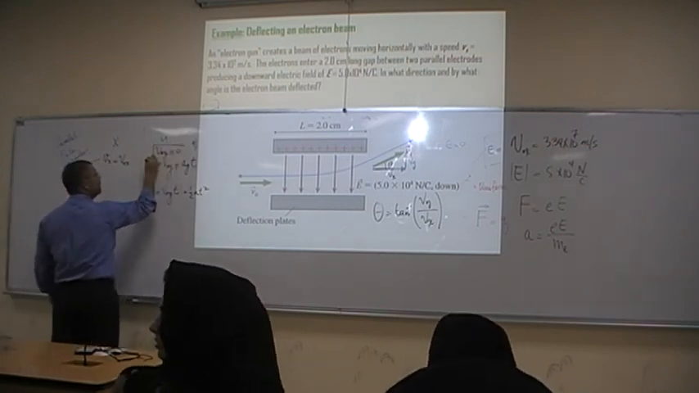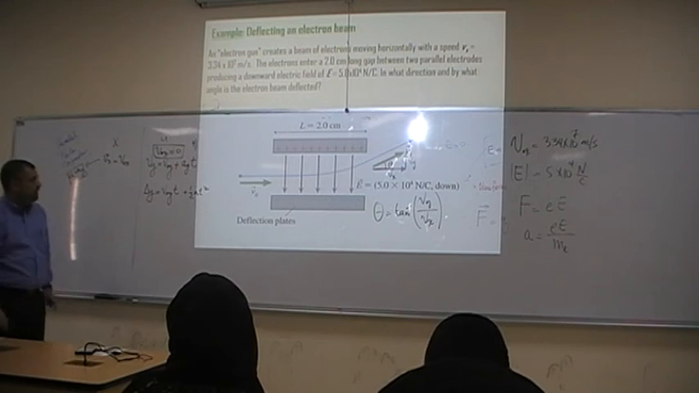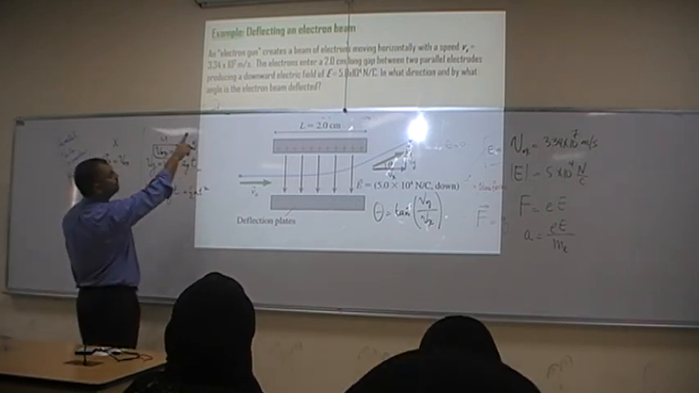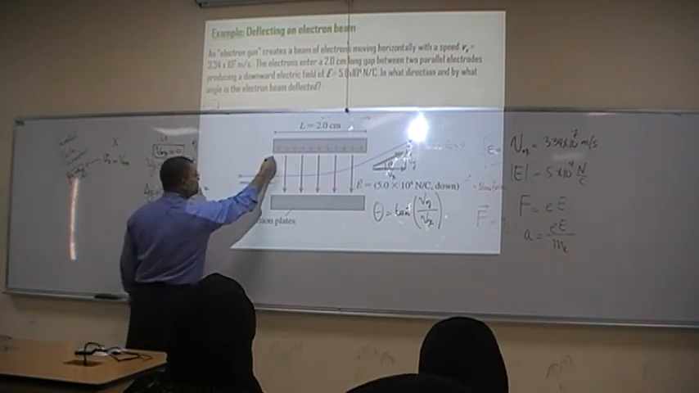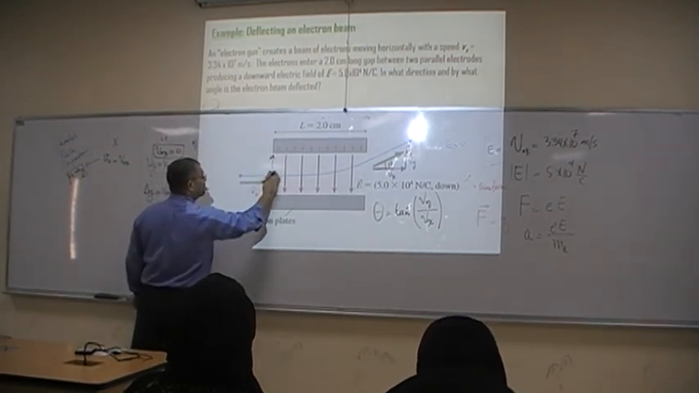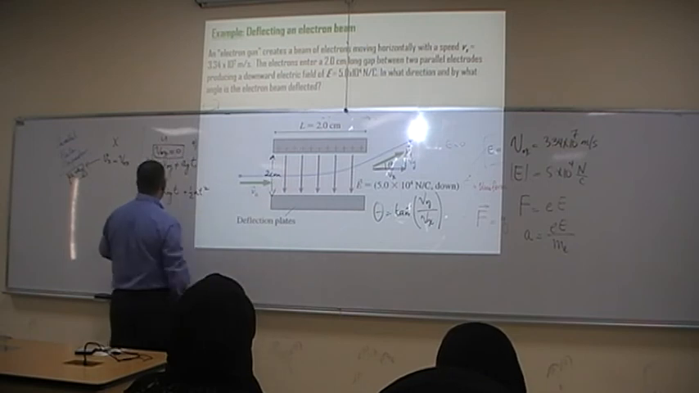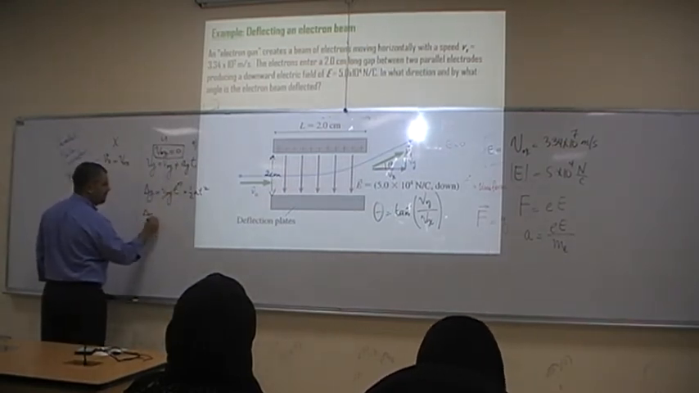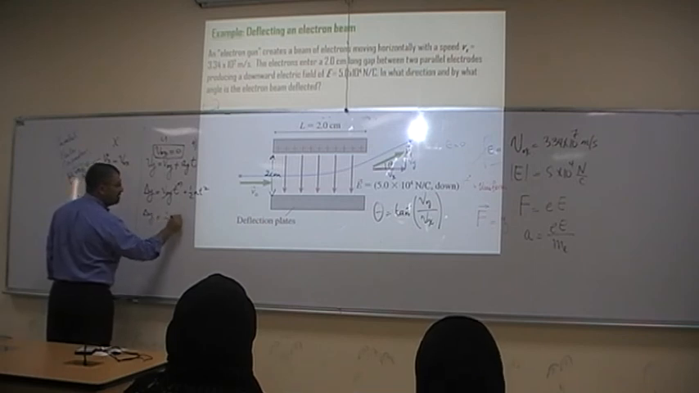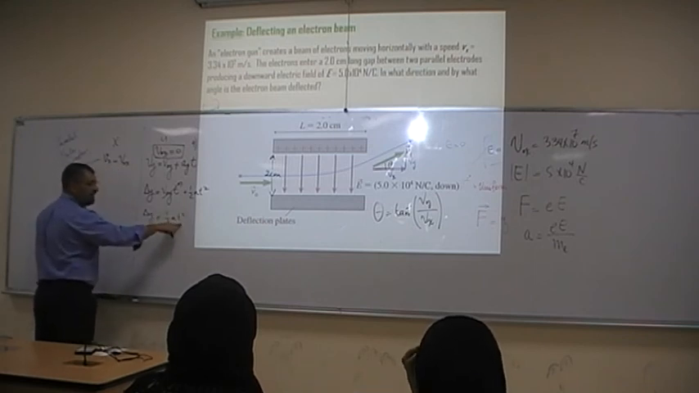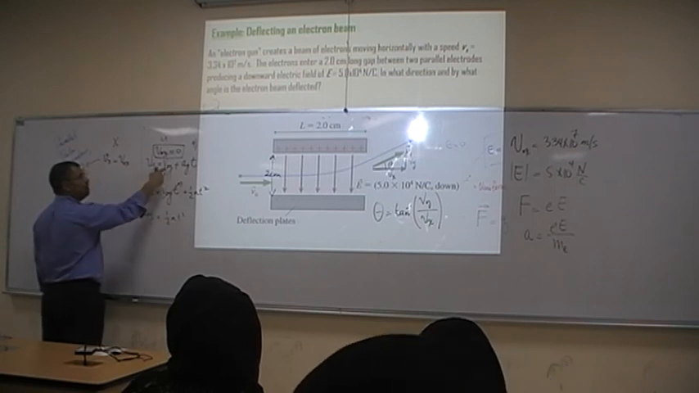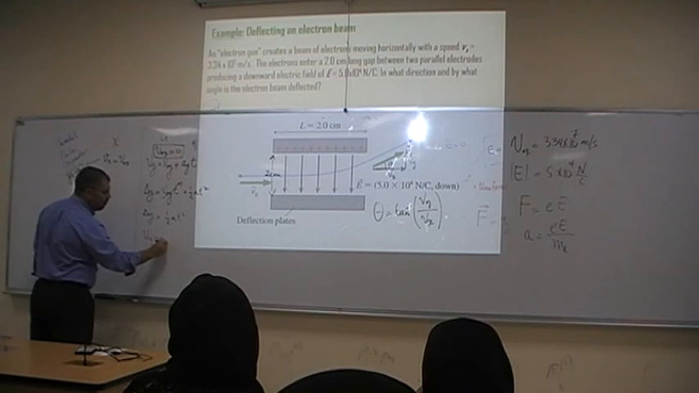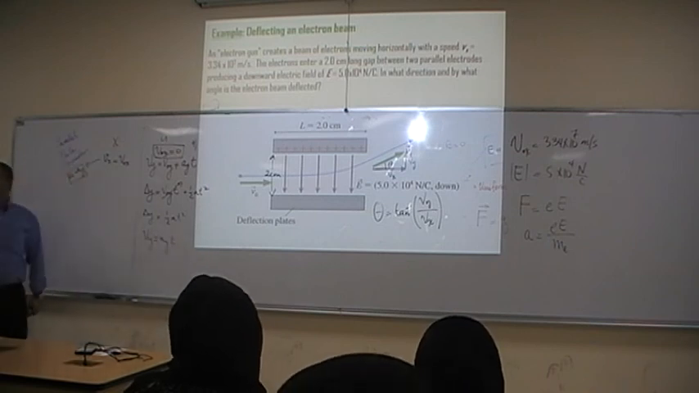Let me just box this. Since I'm given delta y, he told me it's equal to the separation between these two plates, 2 centimeters. So one way of doing this, since V0y is equal to 0, delta y is equal to a half a t squared. And I know a, so I can calculate t from here. And then I go back and I find Vy is equal to Ay t. That's one way of doing it.